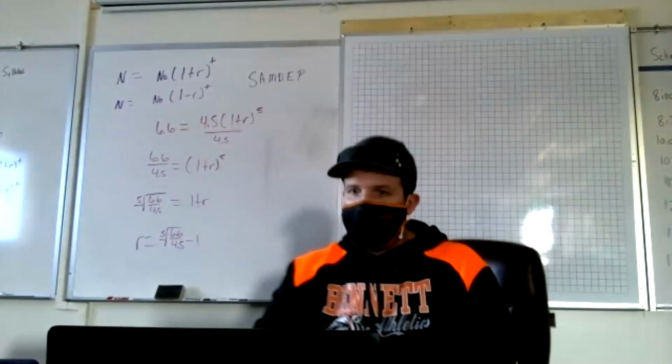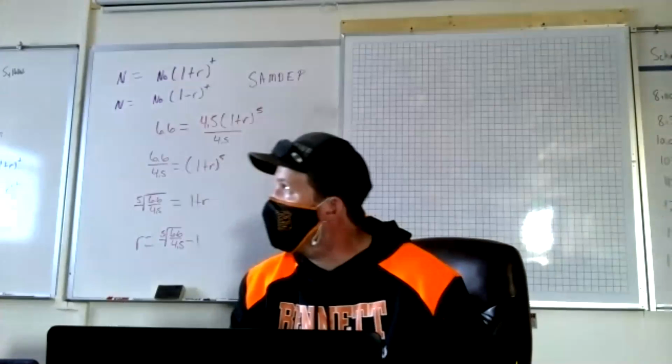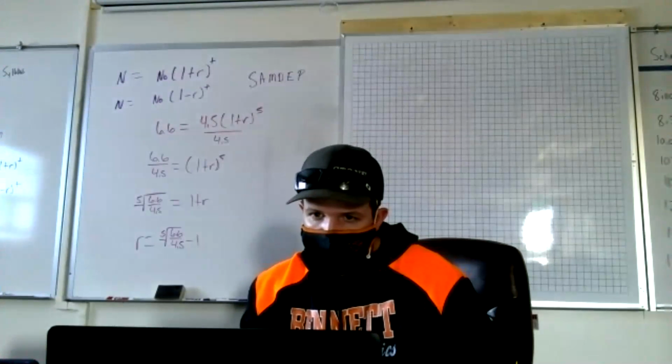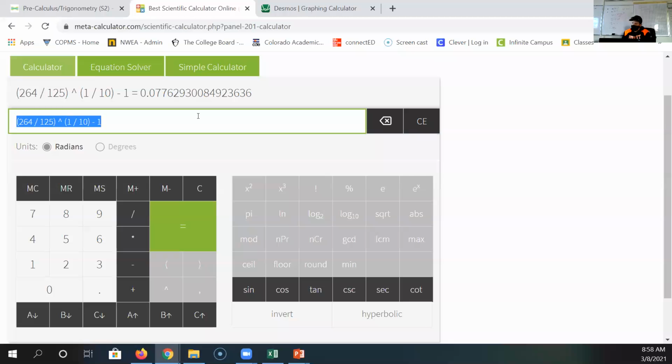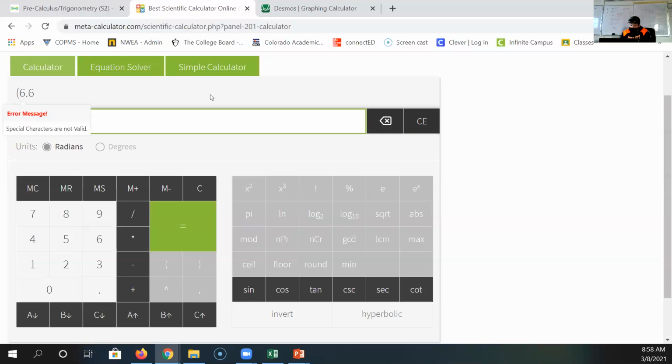Okay, and then I plug that into my calculator, my Meta calculator. Pull it up. Here we go. That's going to take care of everything that I need. Once again, use your parentheses, 6.6 divided by 4.5 to the power of 1 divided by 5 because it's the fifth root. Oh, come on, Mr. Burns. Yeah, I get it. It's a special character. There we go.